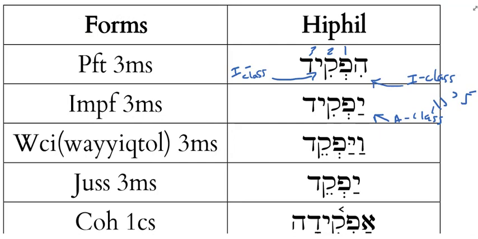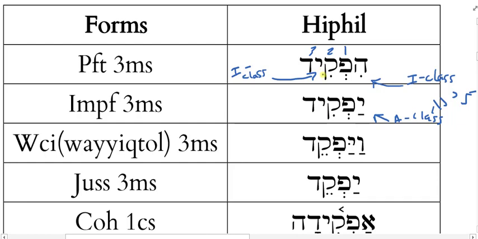Now, back over here to the Hifil principal parts. The next form that we have in the principal parts is the WCI, or the Vayiktol 3MS. And if you look here at the form, normally the imperfect and the WCIs are identical, except here. This is one of those places where the imperfect and the WCI are not the same form.